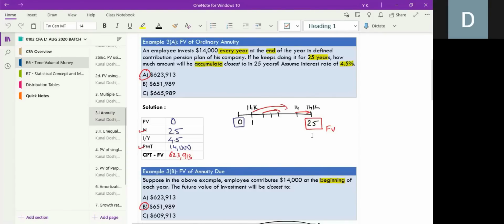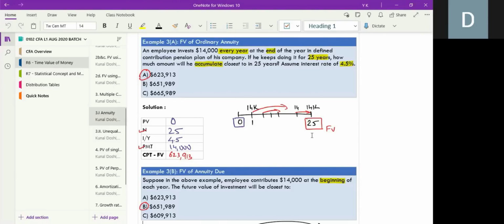By default, when your calculator is set at the end mode, it gives you the value at the last cash flow. I'll repeat: by default, when your calculator is set at the end mode, what it does is that it gives you the value at the end of the last cash flow.